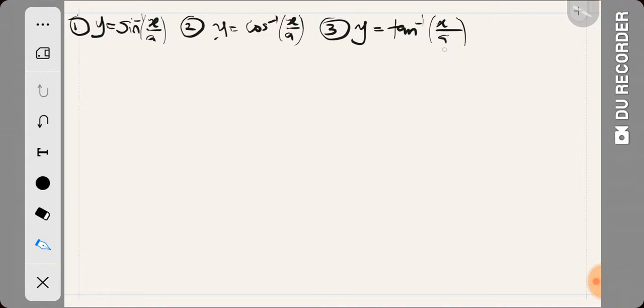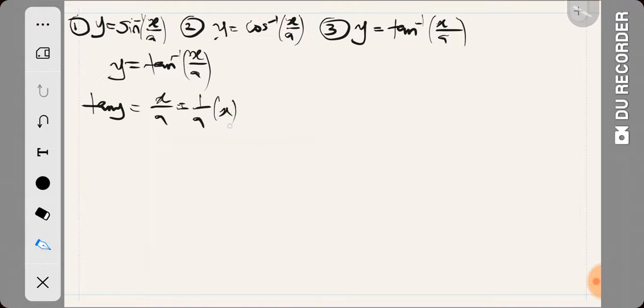And hopefully you could even try this. You could pause the video and give it a try. Alright, let's solve it. So we have y equal to tan inverse of x over a. Now of course we have to take tan of both sides, so we have tan of y is equal to, if you take tan of the tan inverse of x over a, we just have x over a left, and we could write that as 1 over a times x.